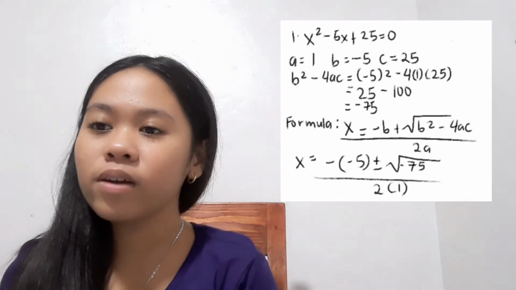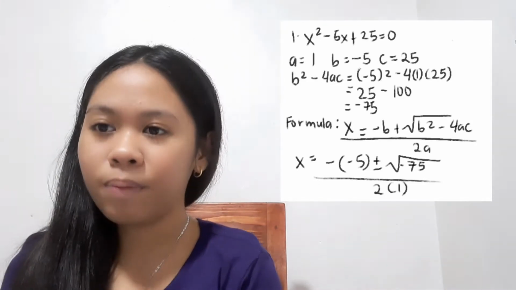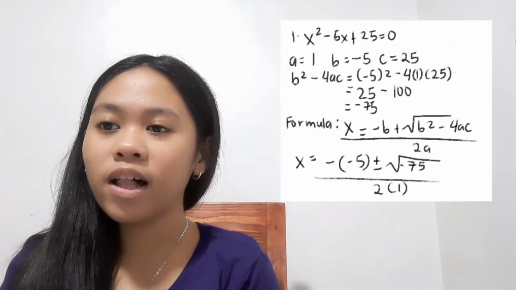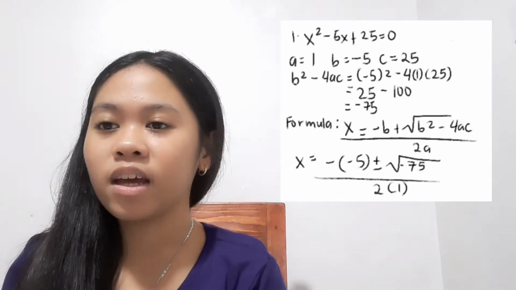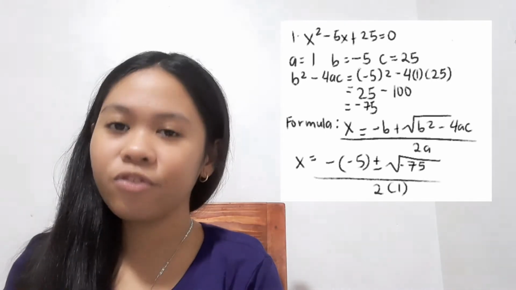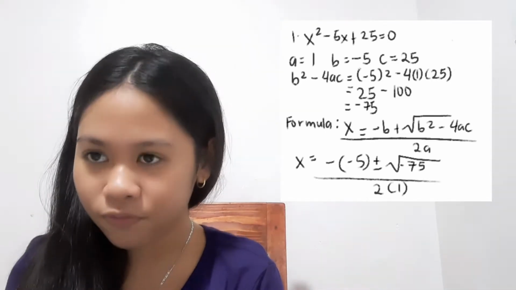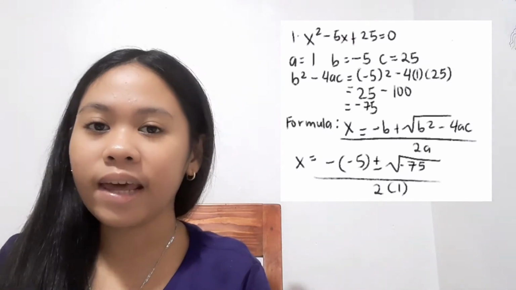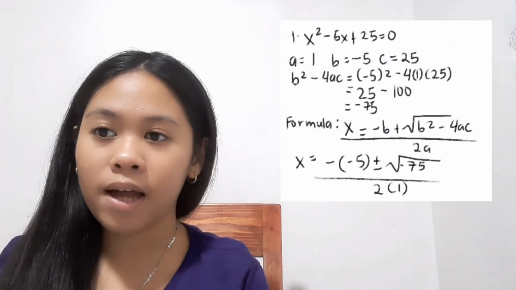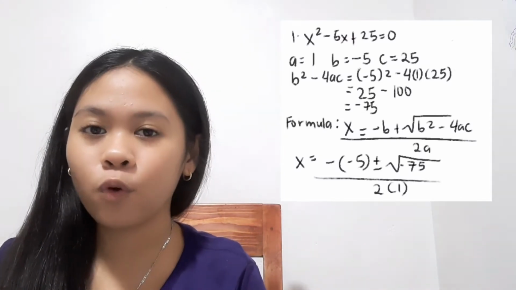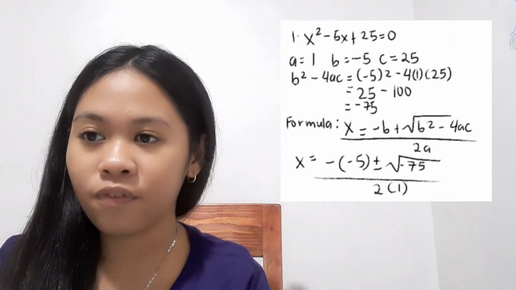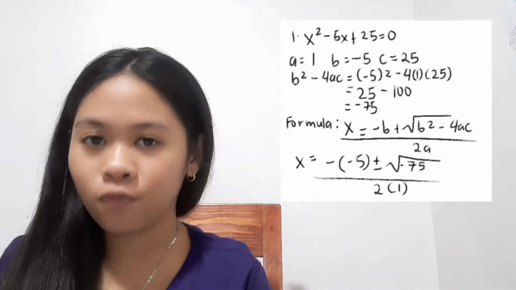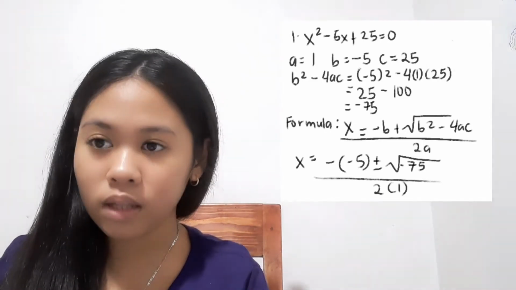Now, we have to get the values of a, b, and c. The value of a is 1. The value of b is negative 5. The value of c is 25. And for our next step, let us use the pattern b squared minus 4ac. b squared is equal to negative 5 squared, minus 4, a is equal to 1 and c is equal to 25.